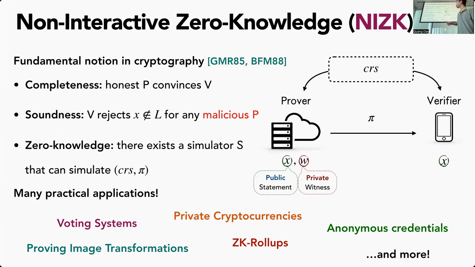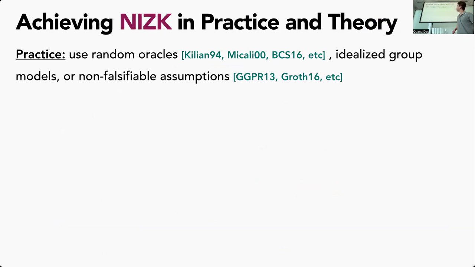So yeah, this work is not about constructing NIZK that are efficient. This is about constructing NIZK that are provably sound in the plain model. And let me tell you what that means. So in practice, in order to get concrete efficiency, we usually rely on some idealized models, such as the random oracle or idealized groups.